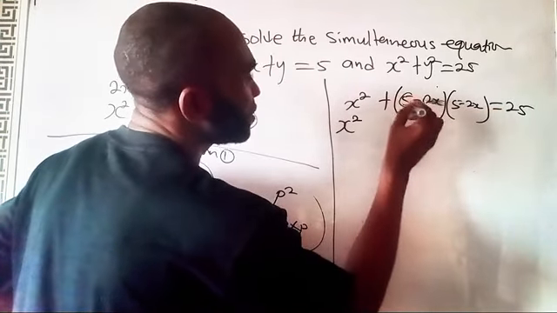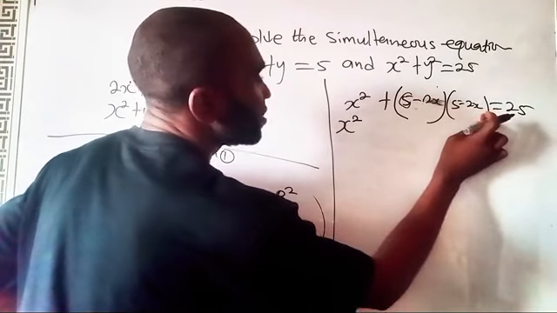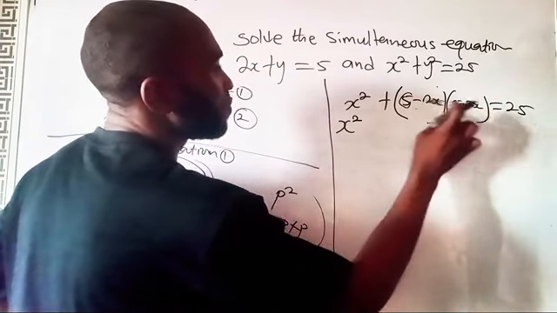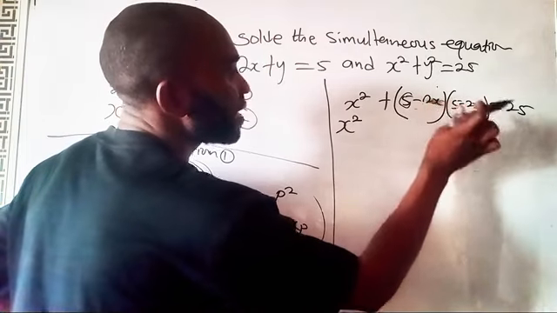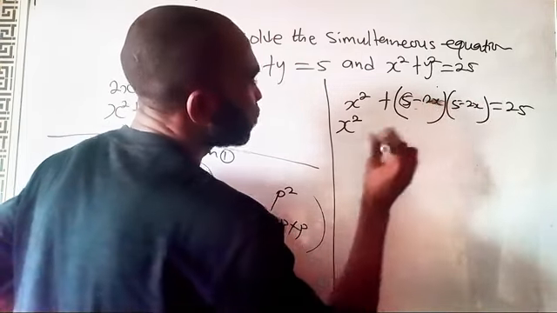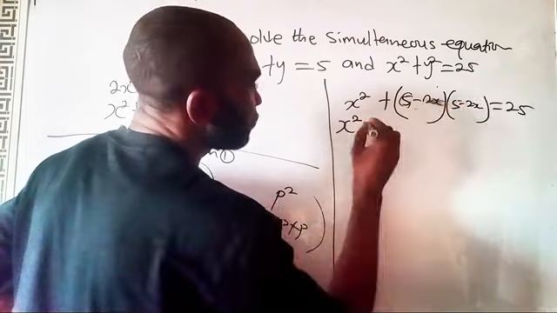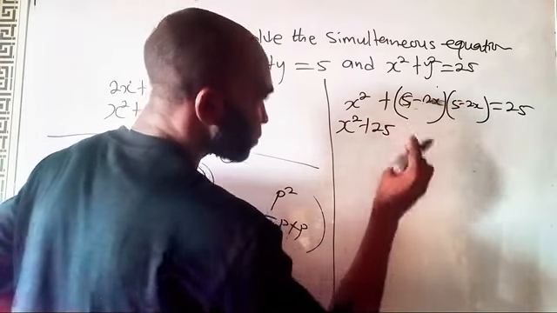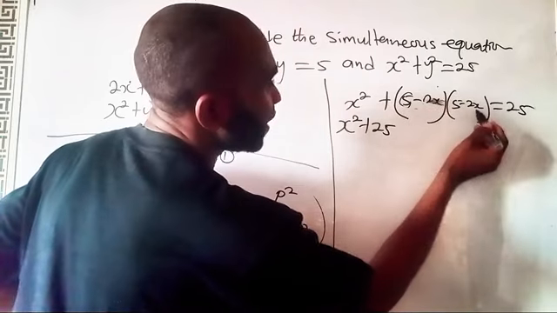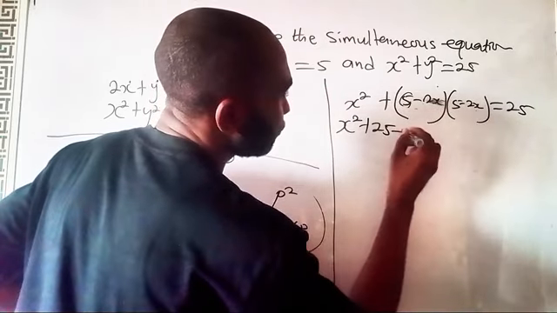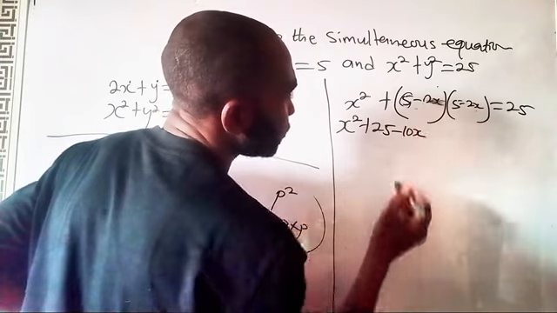So 5 is first going to multiply everything in this bracket. Then when we are done with 5, we'll go to 2. It's going to multiply everything in this bracket. So with that, 5 times 5 gives us 25. Then 5 times minus 2x will give us minus 10x.